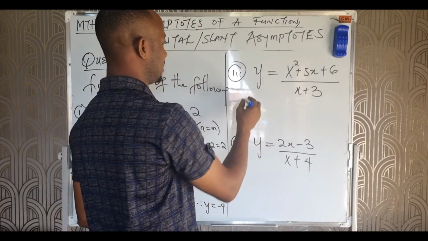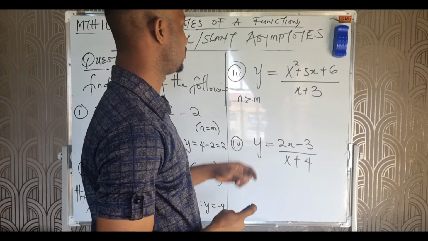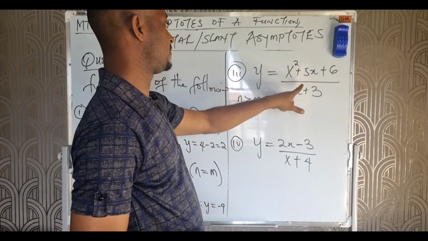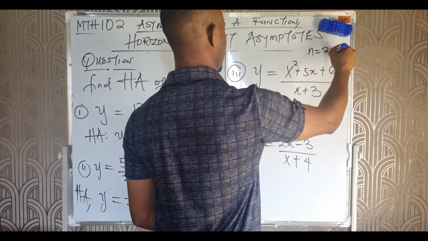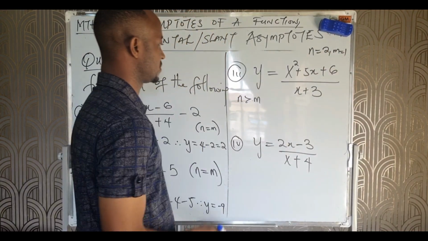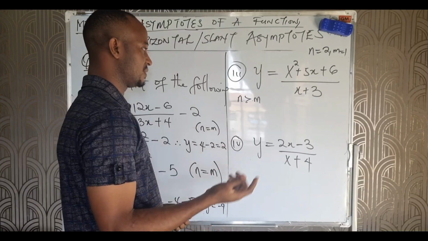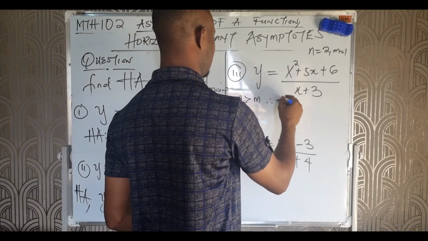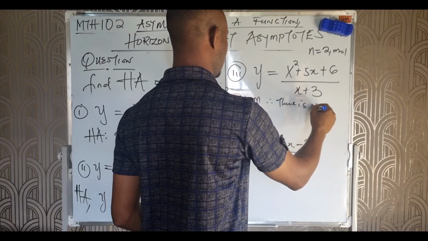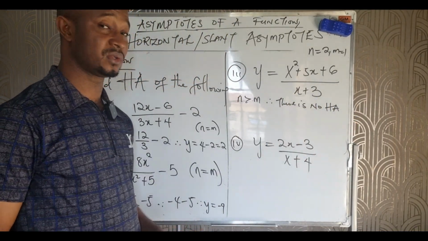What you notice here is that n is greater than m. The degree of the numerator is 2. That of the denominator is 1. Our n is 2, m is 1, so n is greater than m. So since the degree of the numerator is greater than that of the denominator, it simply means there is no horizontal asymptote.